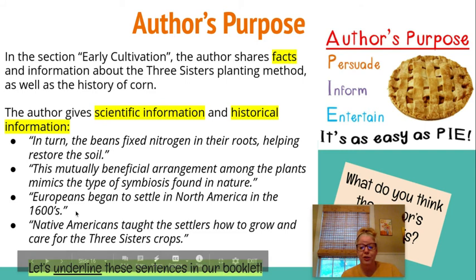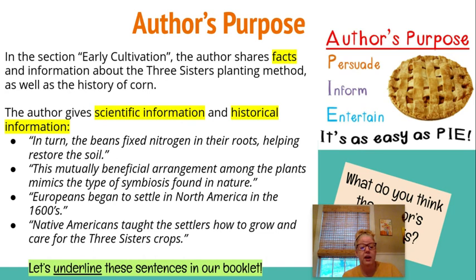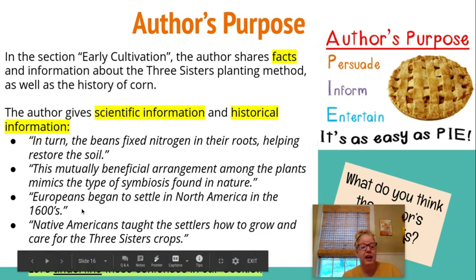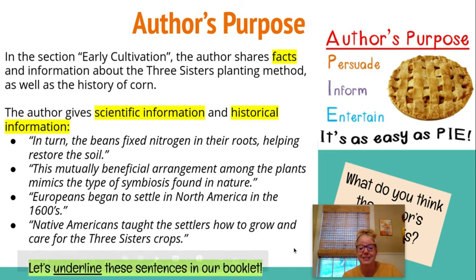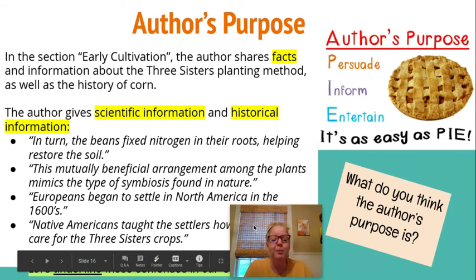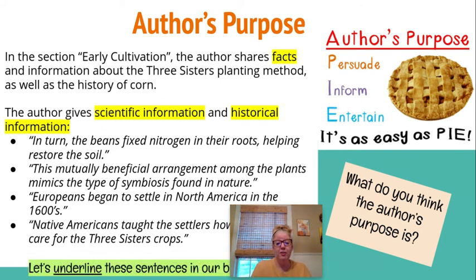Now we have some history information, historical facts. Europeans began to settle in North America in the 1600s. So let's underline that sentence. And finally, Native Americans taught the settlers how to grow and care for the Three Sisters crops. Let's underline that sentence. So what do you think the author's purpose is for writing this part of the text? Do you think she's trying to persuade or convince us of something, inform or give us facts or information, or entertain? What do you think this author's purpose is and why?